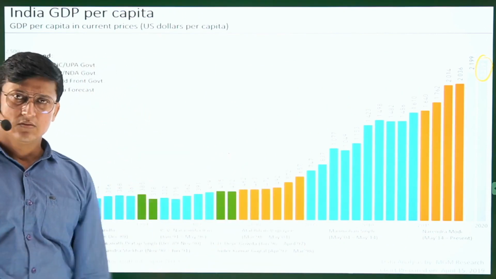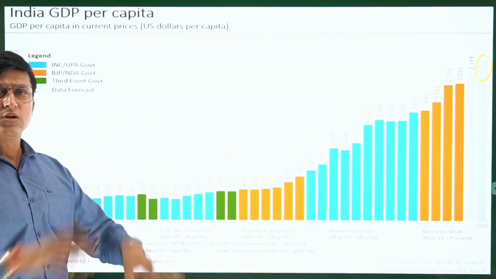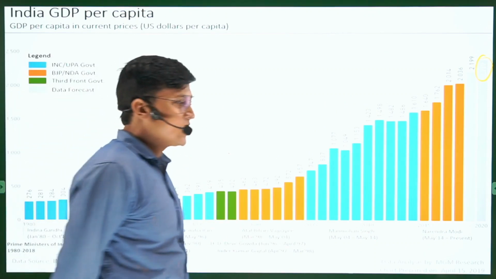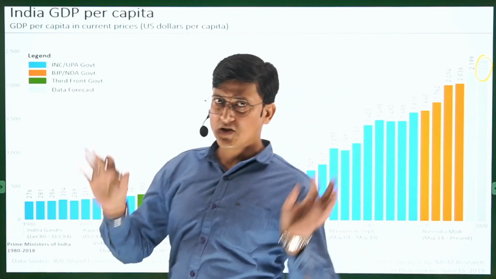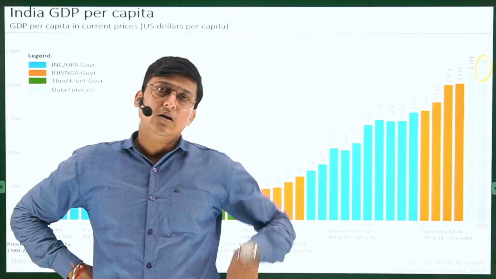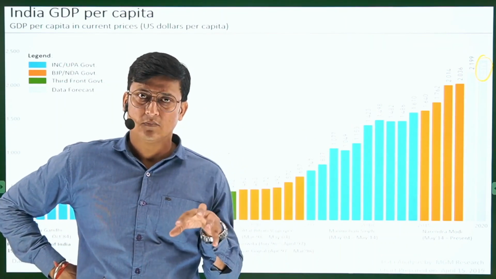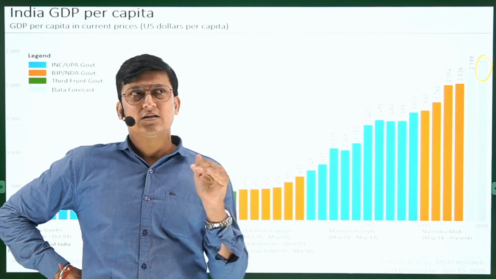Approximately $2,000 you can say in today's scenario after COVID. It has gone down. Approximately $2,000 would be our income. So we are not in a poor category group. As per the definition given by the World Bank, we are in the lower middle group of the income. This data is not bad.